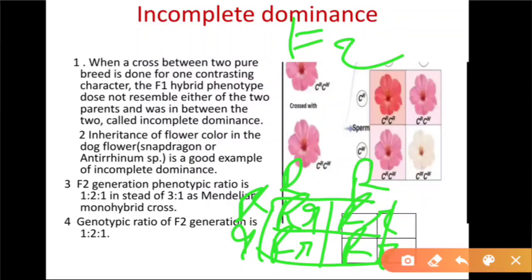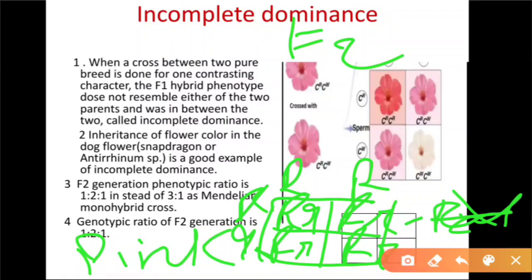According to the law of dominance, in the F1 generation all flowers must be red in color, but in this experiment there is no red color. In the F1 generation they are pink in color, right? That means neither the white flower nor the red flower is dominant. In between the two, a pink color appears. That's why this is called incomplete dominance.